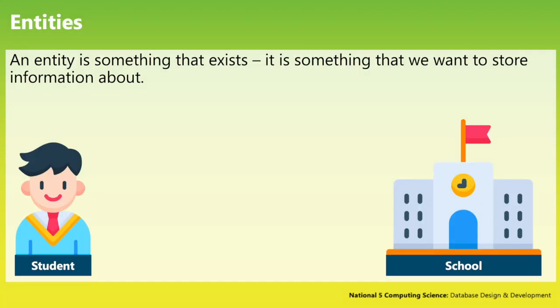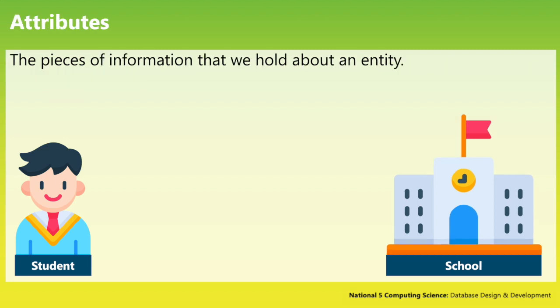Databases consist of entities. An entity is something that exists. It's something that exists in real life. And it's something that we want to store information about. For example, we might want to store information about a student, or we might want to store information about a school. Each of these entities have attributes. And an attribute is a piece of information that we want to hold about an entity.